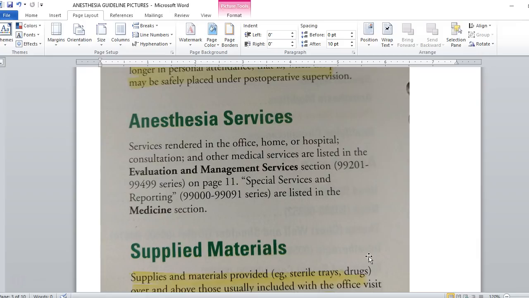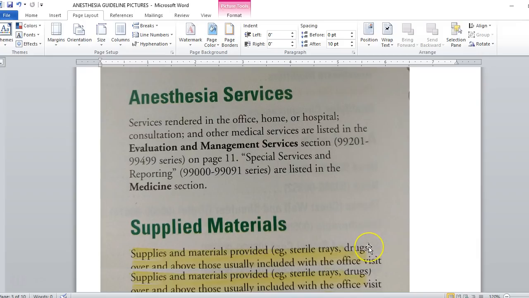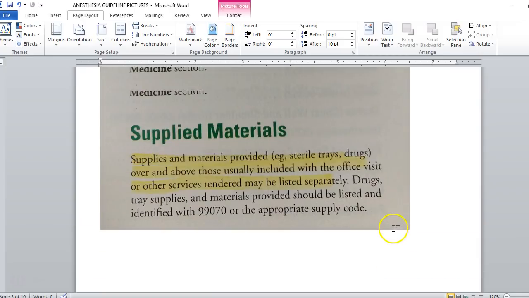Again, they remind us that services rendered in other areas use E&M service. So again, if a doctor, like a primary care doctor, decides that they are going to take a wart off of someone's hand and they use local anesthesia, that is not from this section, okay? This is just for our anesthesiologists and CRNAs when the patient is in an ambulatory surgical center or in the hospital.